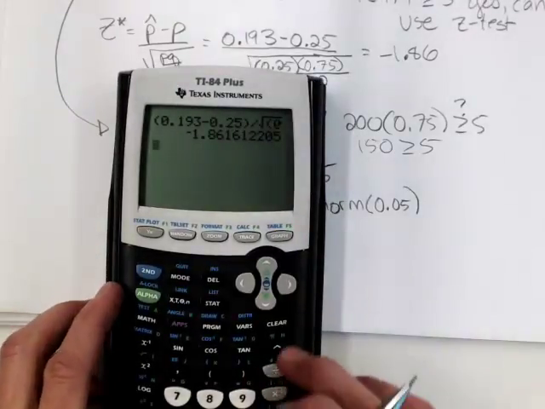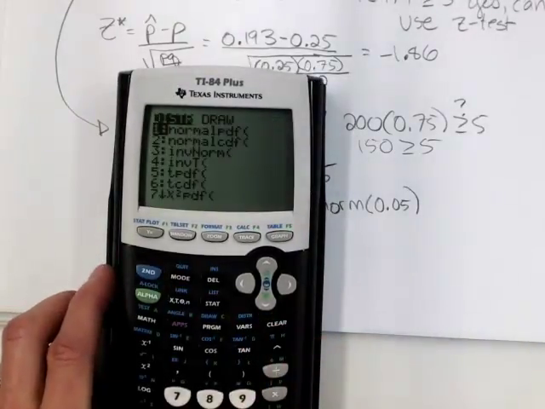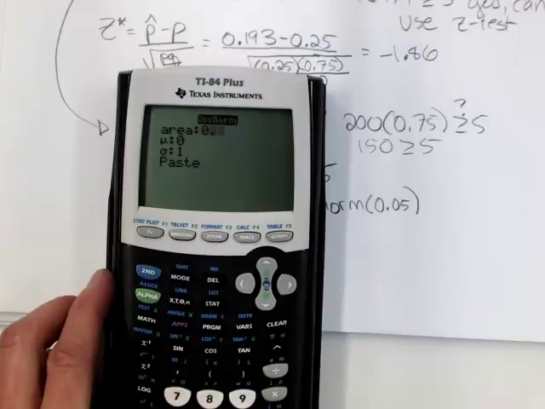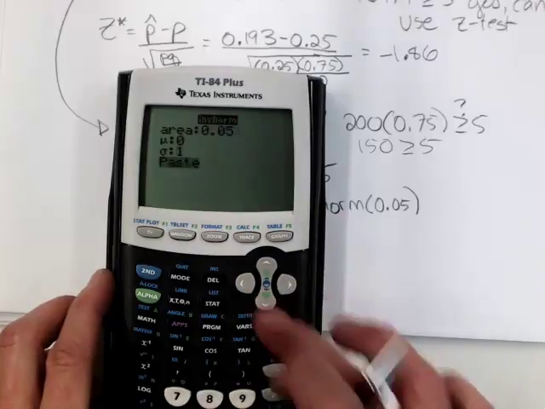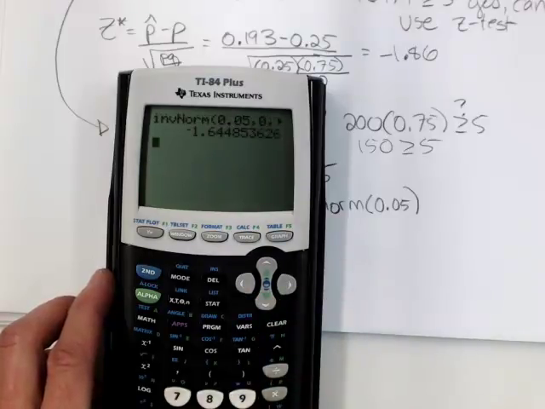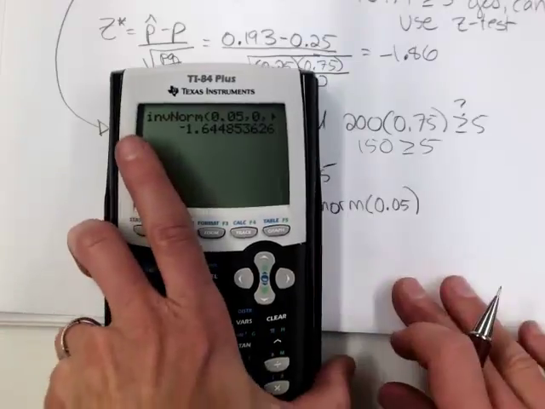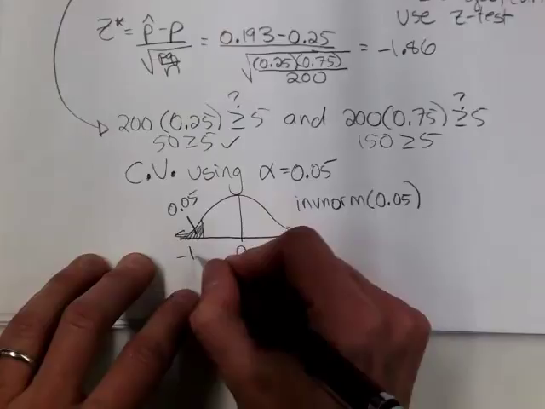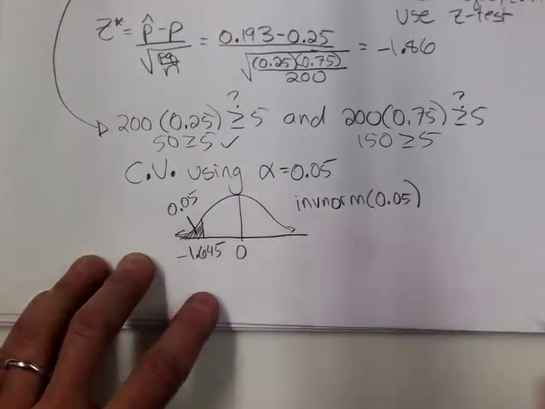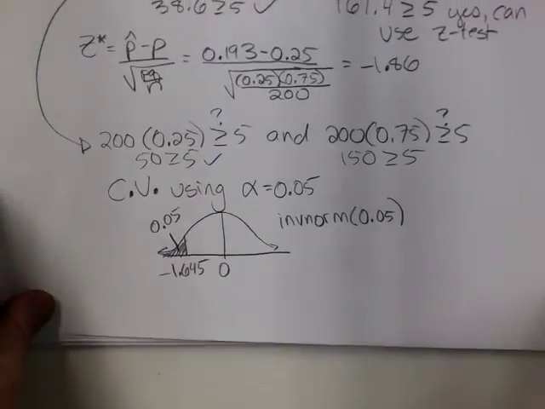Okay, so I'm going to go to my distribution, select inverse norm. Do you get negative 1.645? Yes, it's a common one. All right, so now we have enough information to make a decision.